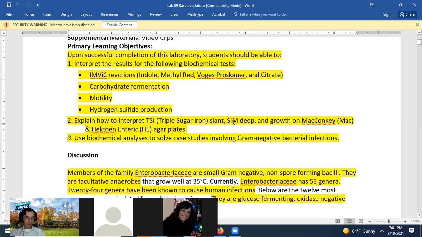The SIM deep, and SIM is an acronym for sulfur indole motility test. And then growth on MacConkey agar and enteric agar. And then lastly, be able to use the biochemical analysis to solve case studies involving gram-negative bacterial infections.